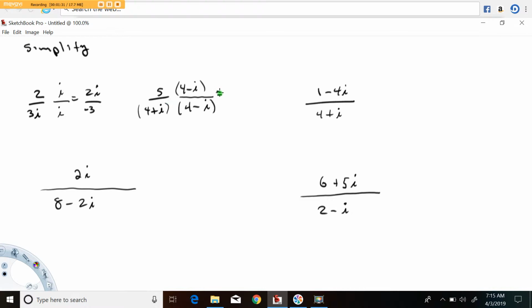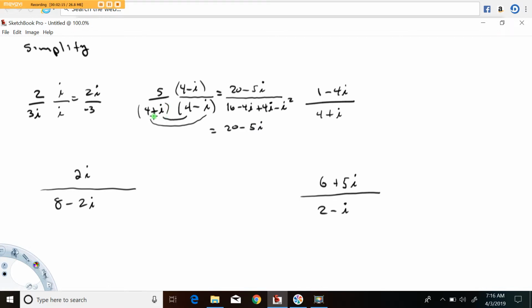All right, so in the top, we're going to get 20 minus 5i. In the bottom, this has to be FOILed, so the first product here is 16. Outer product here is going to be minus 4i. Inner product is plus 4i. Last product is minus i squared. Top is just 20 minus 5i, we'll leave that alone. In the bottom, you'll notice that this minus 4i and this plus 4i are going to add to 0. This will always happen as long as you multiply the bottom by the conjugate.